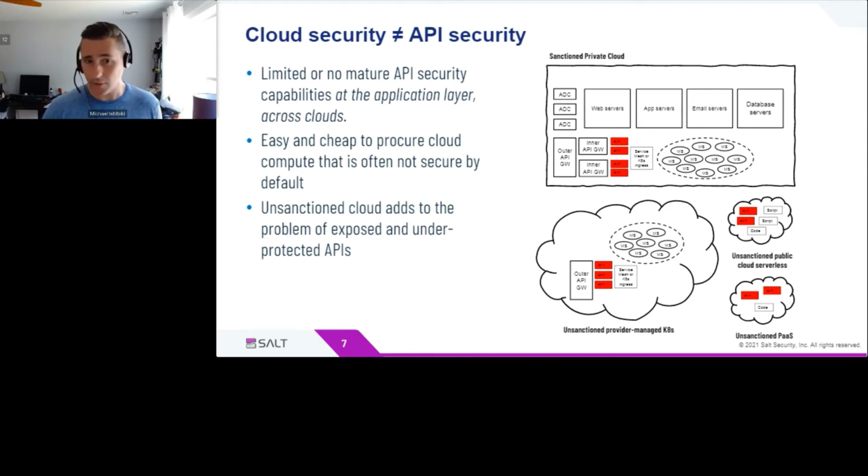That's just not their business model. They're not going to create something like Amazon's not going to create something that works well for Google or vice versa. It's very easy and cheap to procure cloud compute, right? That's kind of why we see a lot of managed Kubernetes now, as opposed to spinning that up on your own. So it really adds to this problem of, there's too many APIs, and they're likely exposed, but you also may not even know about them because they're not being created and published within your sanctioned environments.